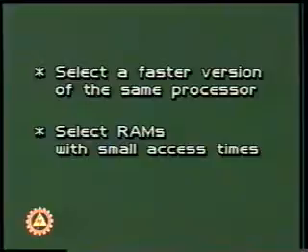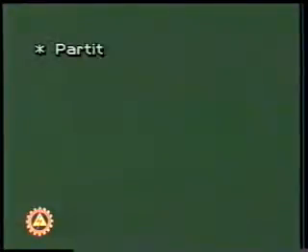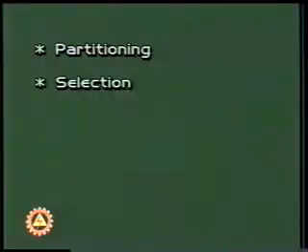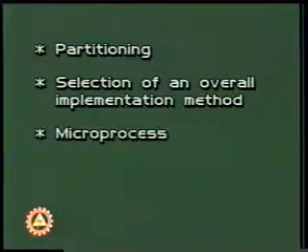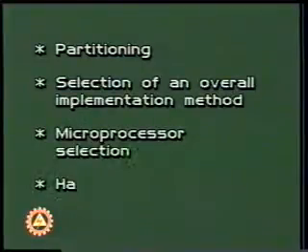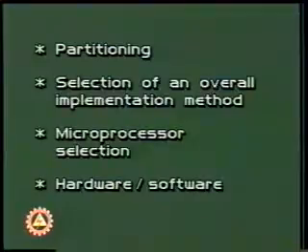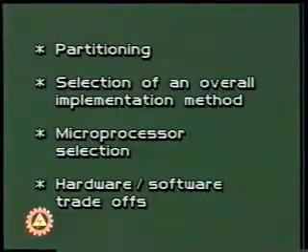So far, we have discussed the systematic design phase. In this phase, we discussed how to partition the system into easy to implement circuit blocks, decided about the overall implementation method, selected the microprocessor that suits the application and decided about the hardware and software trade-offs.